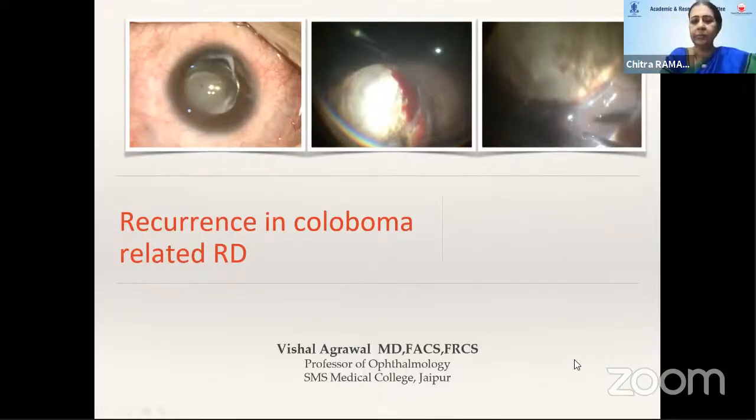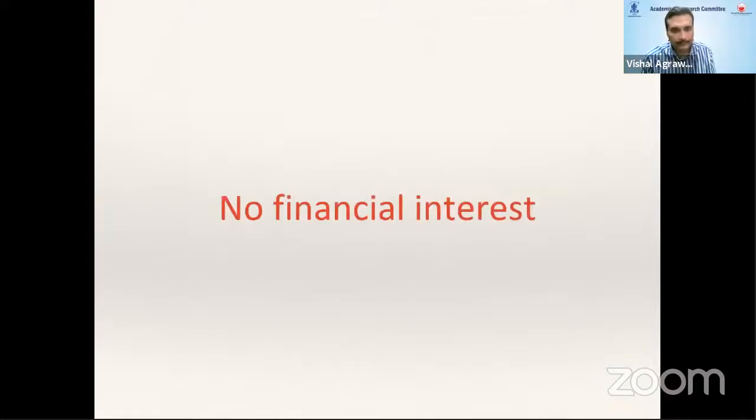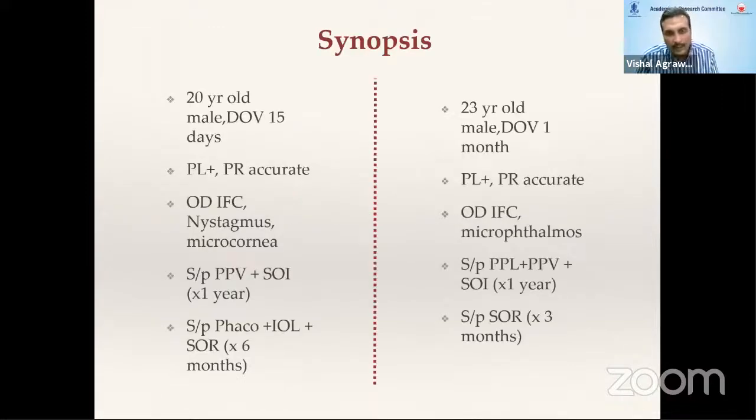So I'll be discussing a couple of interesting cases in which there was a recurrence in coloboma-related RD. These are two similar cases, with short videos of both, and similar presentations. Both were young male, one-eyed patients. One was severely micro-ophthalmic. Both cases had undergone a vitrectomy for detachment, and the patients were stable.